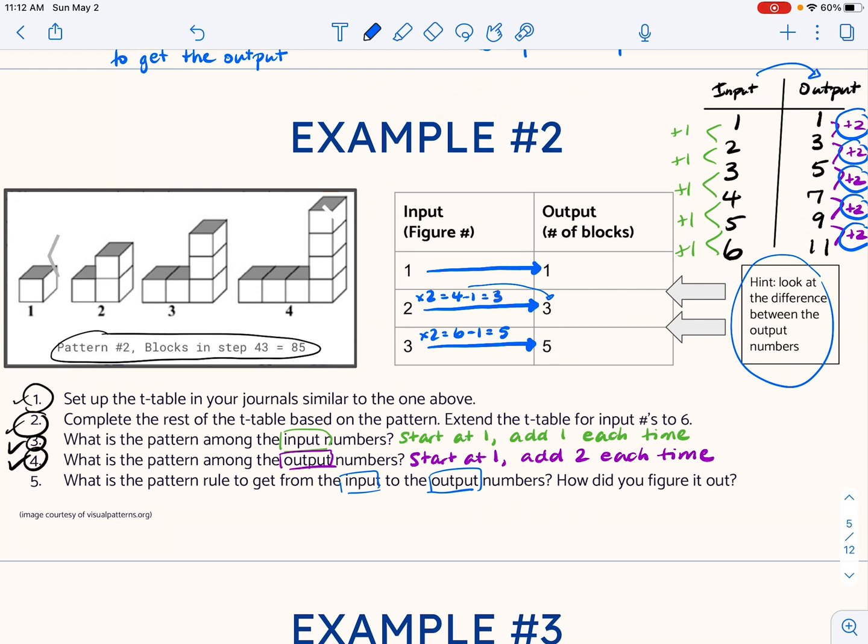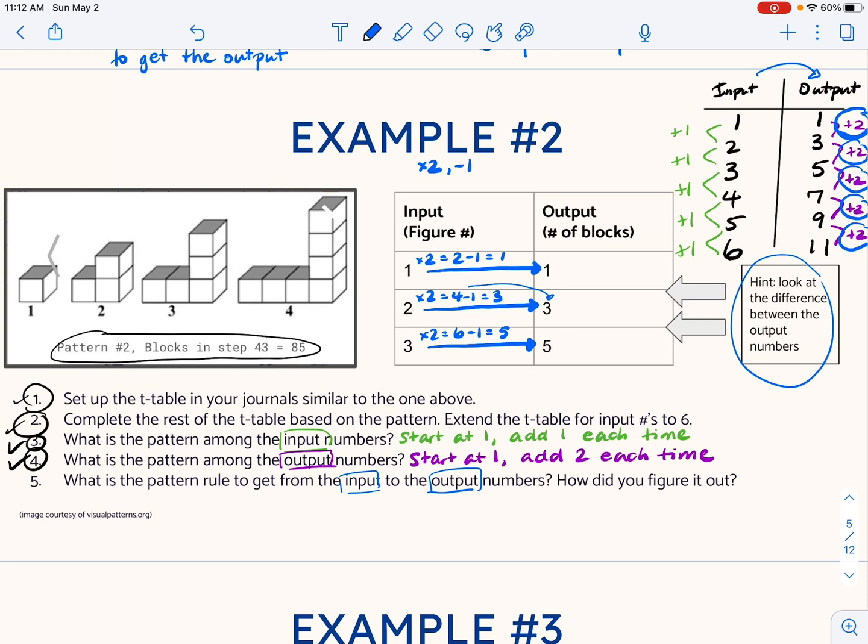Okay, let's try that with the input of 1. If we multiplied the input number by 2, we get 1 times 2, which is 2. How do we get from 2 to 1? Well, we subtract 1 to get an output of 1. It looks like then that the 2-step pattern rule is that you multiply the input number by 2, which is the same as the difference of the output numbers or the pattern, and you subtract 1.